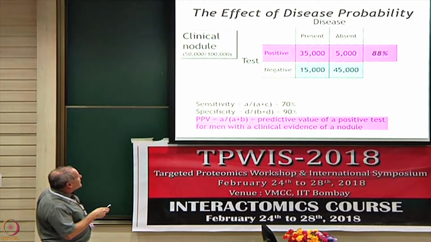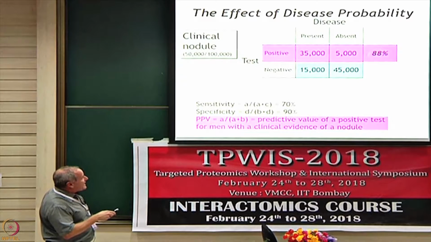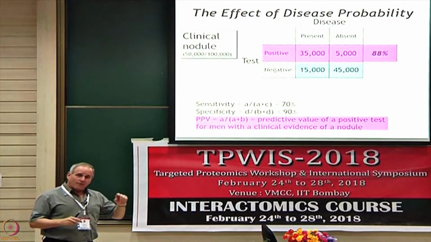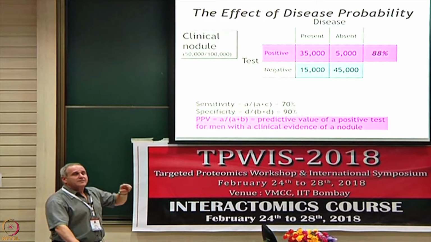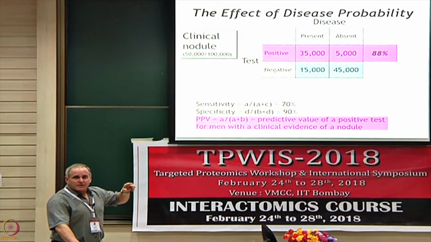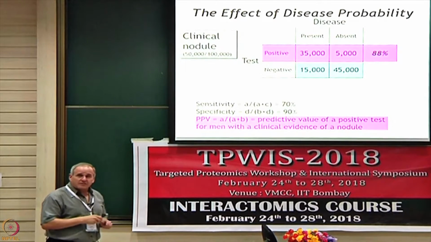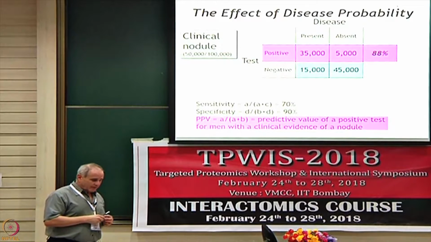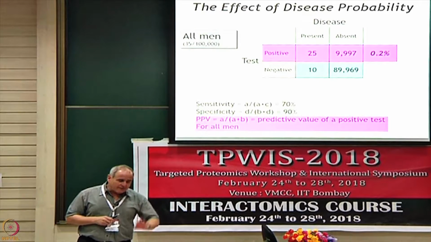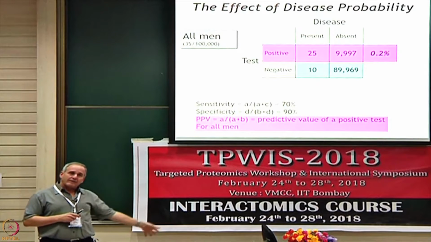If you do the math, the positive predictive value is 88%. So even though you already have a suspected mass, and even though this test has a 70% sensitivity and a 90% specificity, the predictive value is still not 100%. It's still about 88%. Okay? Now let's look at a very different population. We'll go to the other end of the spectrum.